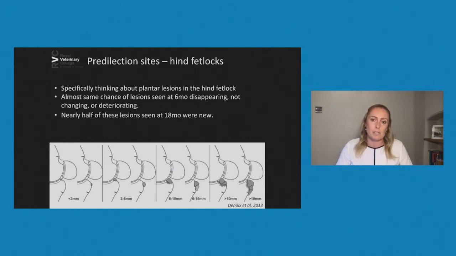When considering specifically plantar fragmentation in the hind fetlock, there was almost the same chance of lesions seen at 6 months disappearing, not changing, or deteriorating. And nearly half of these lesions seen at 18 months were new. So it's likely that joints without lesions seen on x-rays at 6 months could have initial sites of fragmentation or avulsion, which were not radiographically detectable.